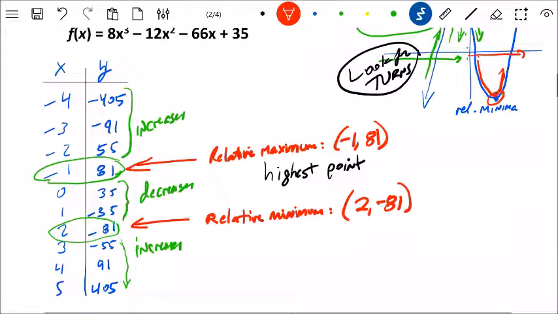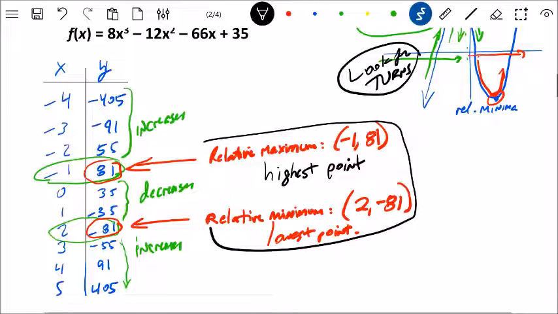That's probably this one that's here on the graph, because that's the lowest y value in the area. Here's the lowest high x value before it turns, and the lowest y value before it turns up. So it's 2 and negative 81, and that's the lowest point. So all of this, and in particular these two, are the answers to it.